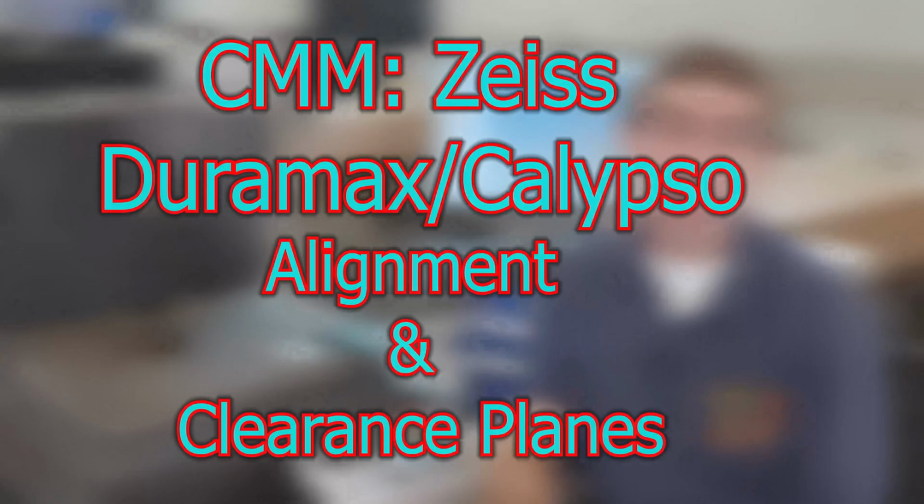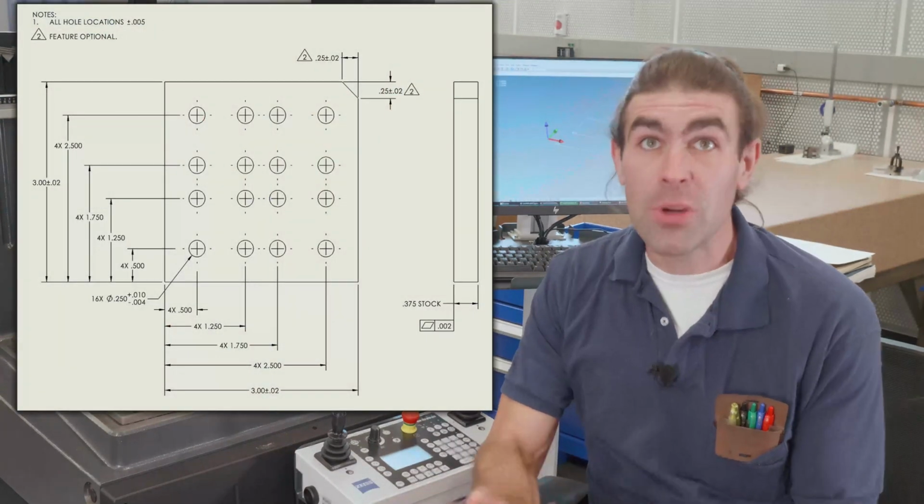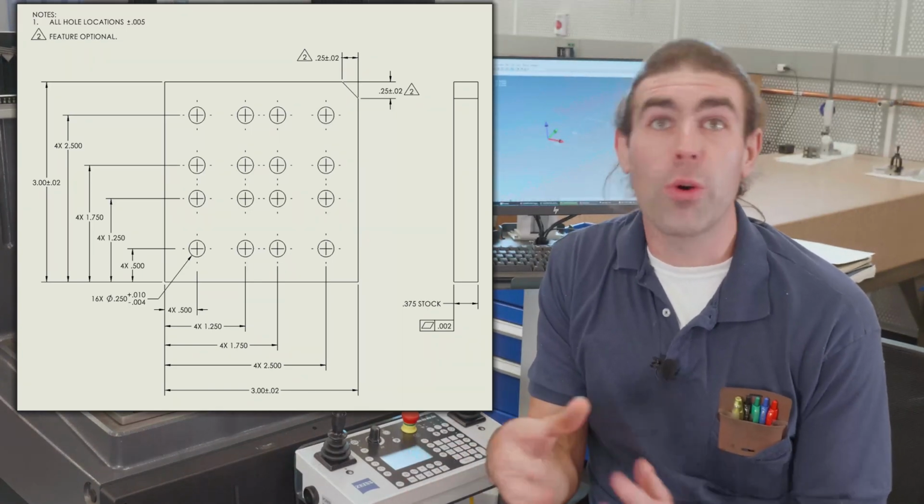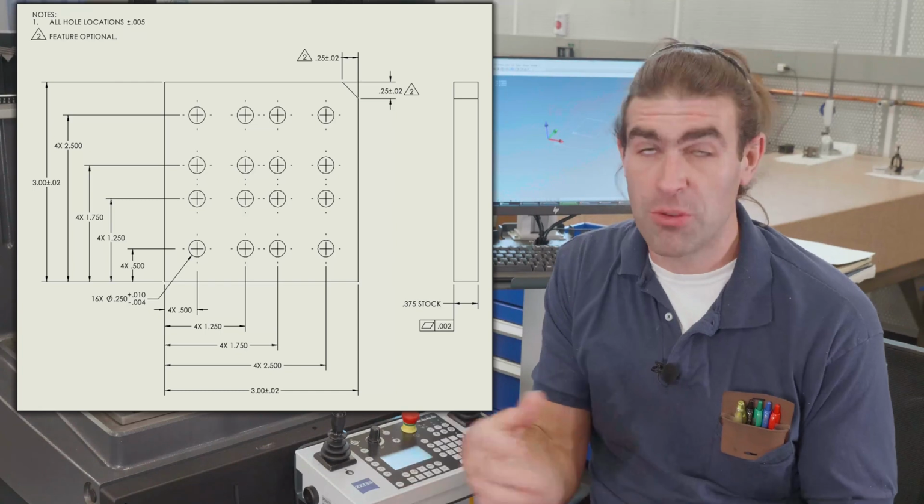In this video, I'm going to chat about alignment and clearance planes. So we're using a part I'm going to call Mill Part 1. I'll put a drawing up on the screen. It's pretty simple. This part doesn't have any datums, okay? So it's just coordinate regular dimensions, plus or minus.